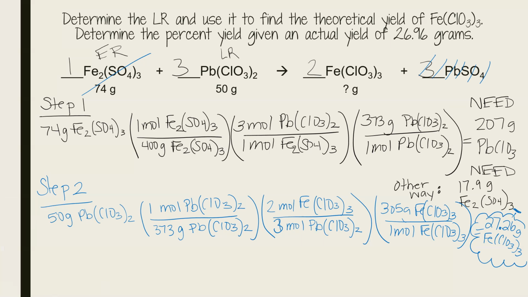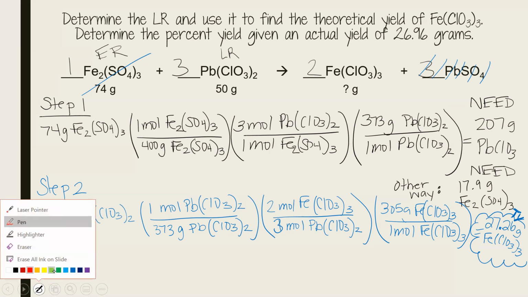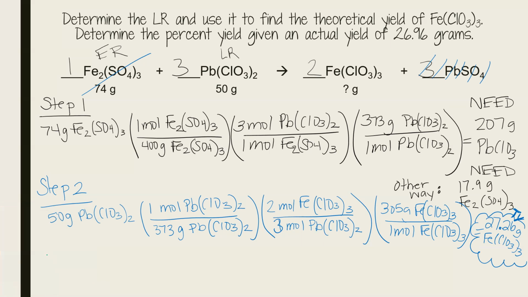YT, theoretical yield. And on most of your worksheets, I do have lines for you to write these on, so it's easier for me to find. Okay, step 3 is to actually find my percent yield. So percent yield is actual yield given to you in the problem by me over theoretical yield that you solved for times 100.